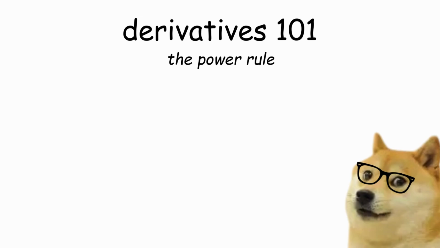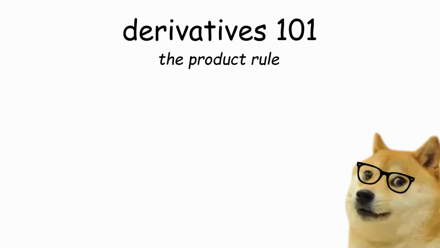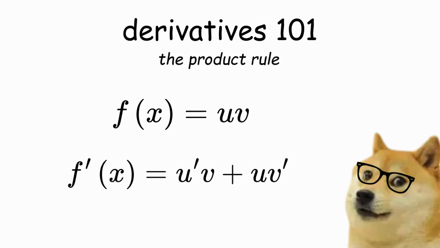From the power rule also comes the rule that states the derivative of a constant is 0, and the same principle applies to things like square roots and negative exponents. And then there's the product rule. You can use the product rule whenever you see two functions of x being multiplied together into one big function. The product rule says that the derivative of the whole function is the derivative of the first factor times the second factor plus the first factor times the derivative of the second factor.